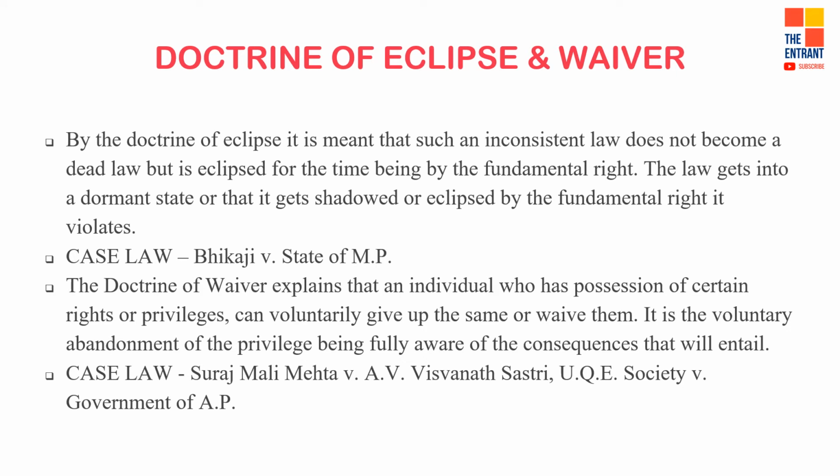The doctrine of eclipse is based on the principle that a law which violates fundamental rights is not a nullity or void ab initio, but becomes only unenforceable. That means it remains in a moribund condition. Now the question arises, can such a law which becomes unenforceable after the constitution came into force be revived and made effective again by an amendment?